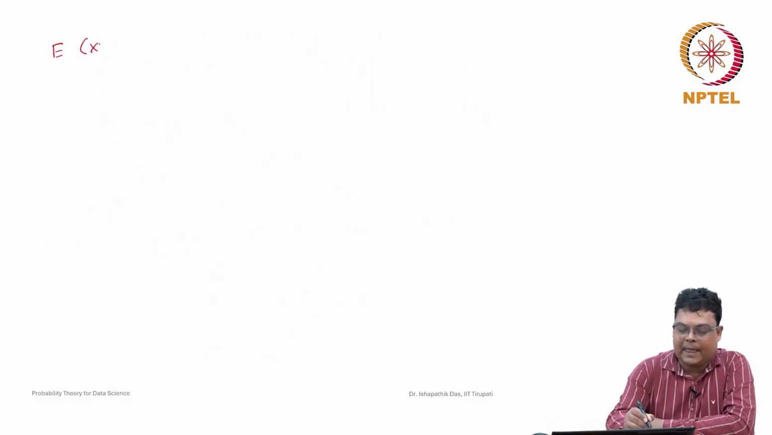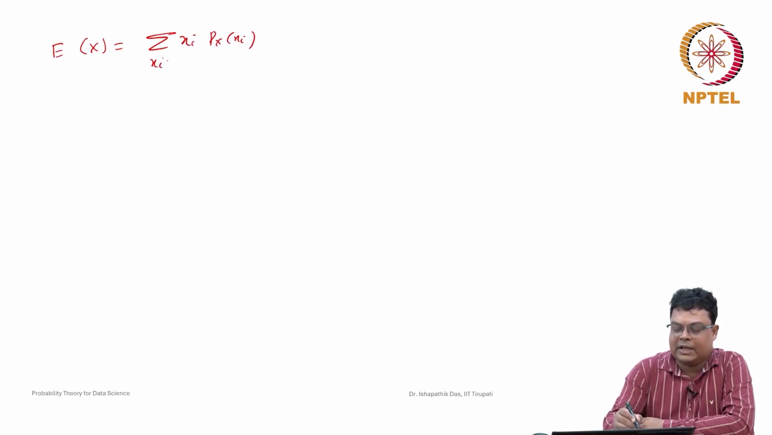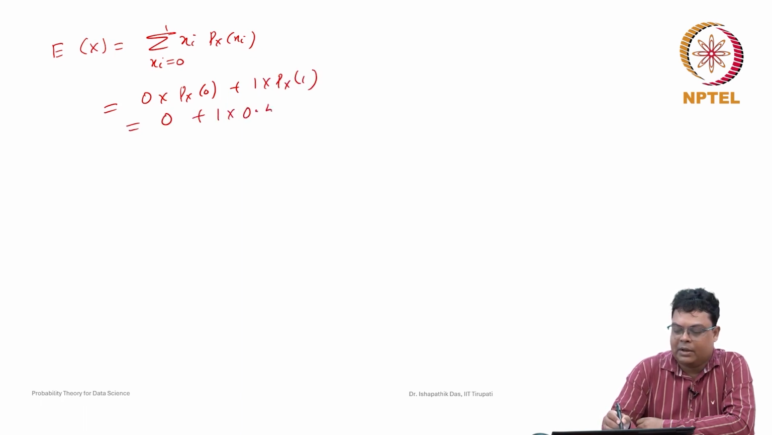So now what will be the mean? The expected value of x will be the summation of xi px(xi) over the possible values of xi. Now xi can take the two values 0 and 1. So this is nothing but 0 into px(0) plus 1 into px(1). So this is 0 plus 1 into px(1), which is 0.5. So this is nothing but 0.5.